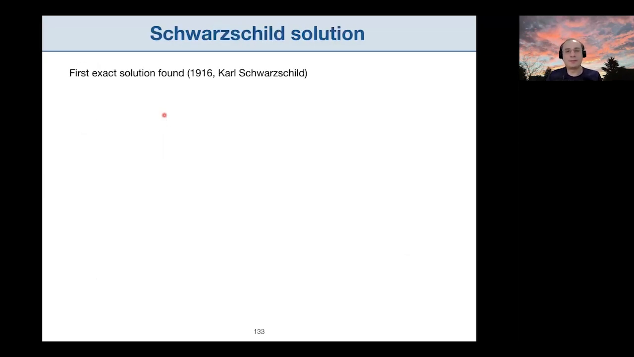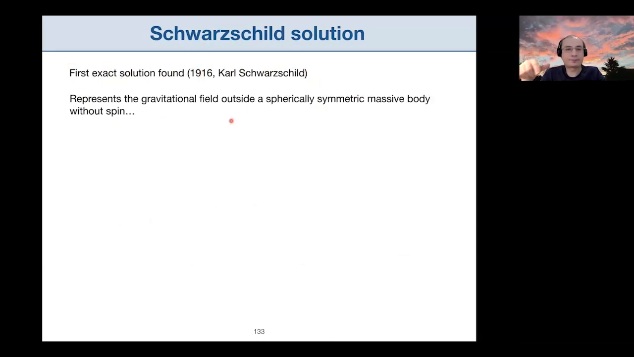So let's go to the next big topic, the Schwarzschild solution. The Schwarzschild solution of Einstein equations is the first exact solution of the Einstein equations, found in 1916 by Karl Schwarzschild. It represents the gravitational field outside a spherically symmetric massive body without any kind of spin, or a black hole without any kind of spin.